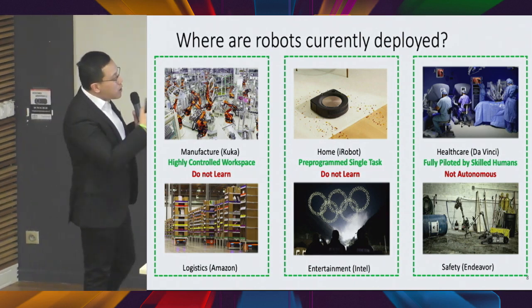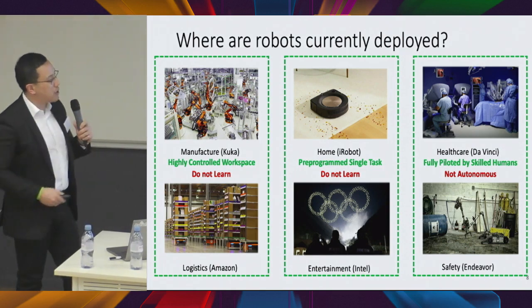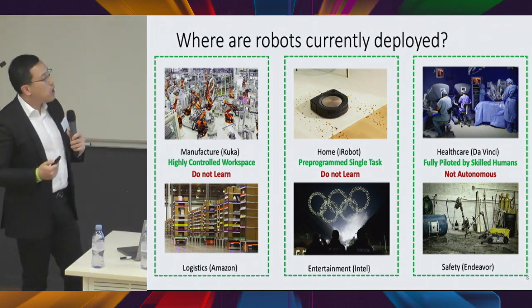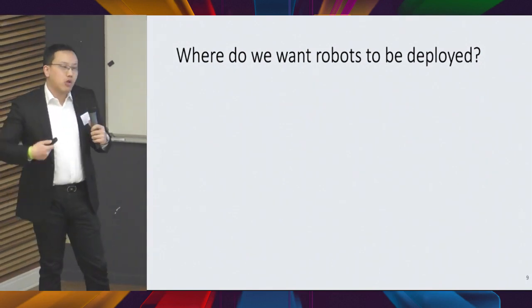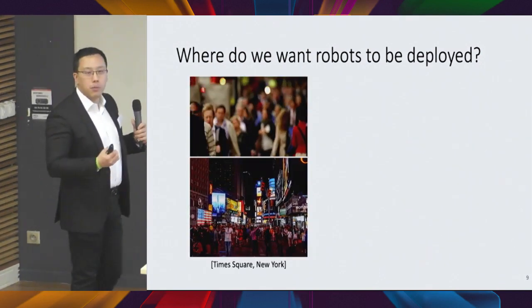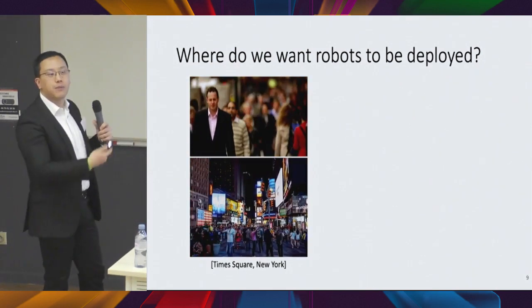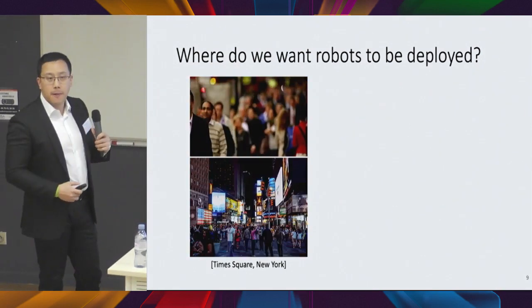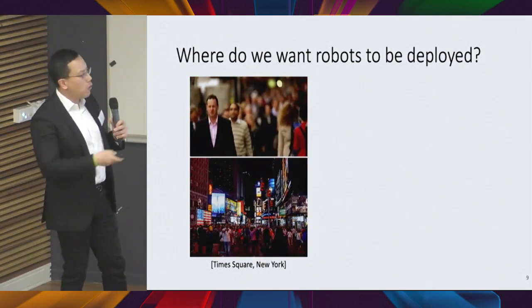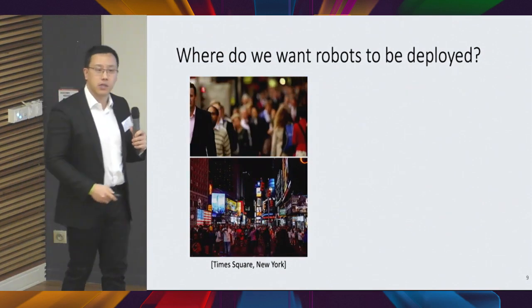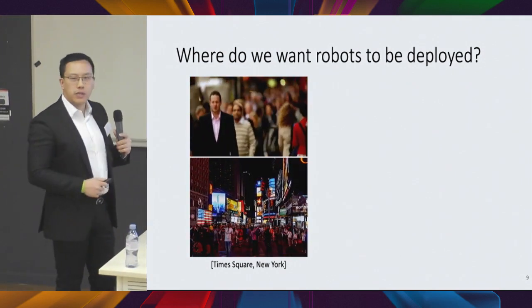So although we know very well how to deploy robots in these scenarios, either fully autonomous or not autonomous with human help, eventually, where do we want robots to be deployed? One dream, at least of mine, is we want to deploy robots fully autonomously in these kinds of environments. For example, Times Square in New York City, right? But if you think about what makes a difference when we want to deploy robots in this environment, can robots actually work very well in those environments now?